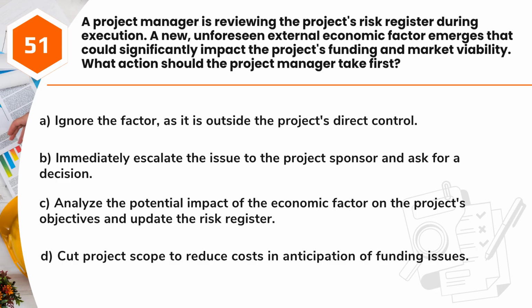Question 51. A project manager is reviewing the project's risk register during execution. A new, unforeseen external economic factor emerges that could significantly impact the project's funding and market viability. What action should the project manager take first? A. Ignore the factor, as it is outside the project's direct control. B. Immediately escalate the issue to the project sponsor and ask for a decision. C. Analyze the potential impact of the economic factor on the project's objectives and update the risk register. D. Cut project scope to reduce costs in anticipation of funding issues.